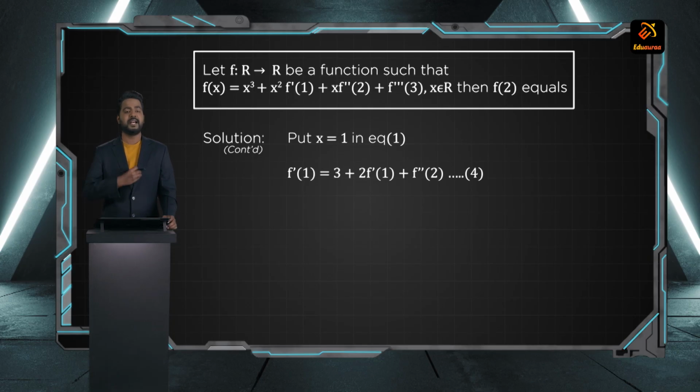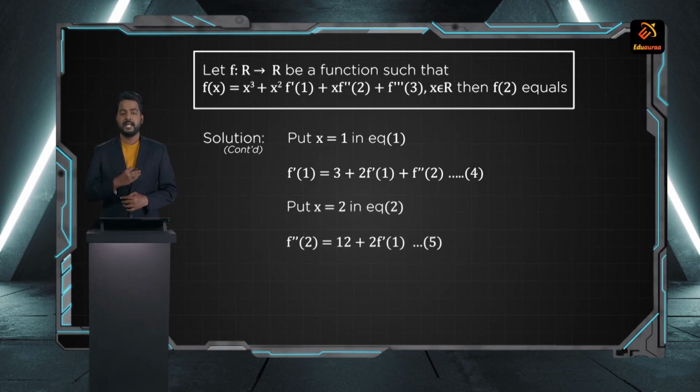So substituting x equal to 1 in equation number 1, we get f dash of 1 is equal to 3 plus 2 f dash of 1 plus f double dash of 2. Take this as equation number 4. Now substituting x is equal to 2 in equation number 2, we get f double dash of 2 is equal to 12 plus 2 f dash of 1. Take this as equation number 5.